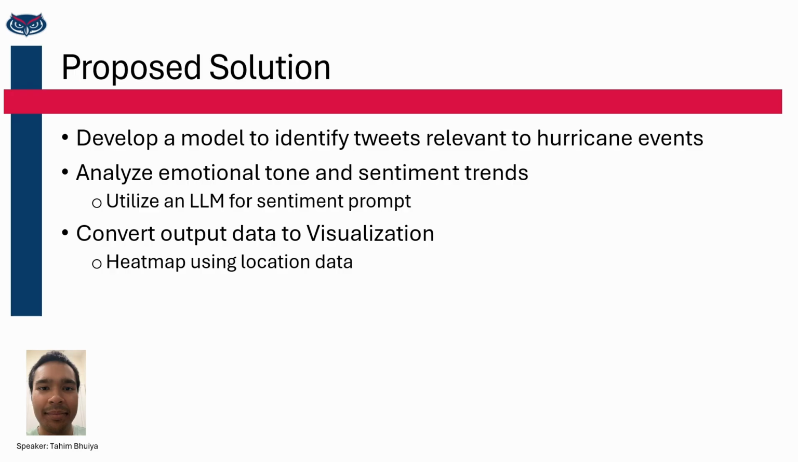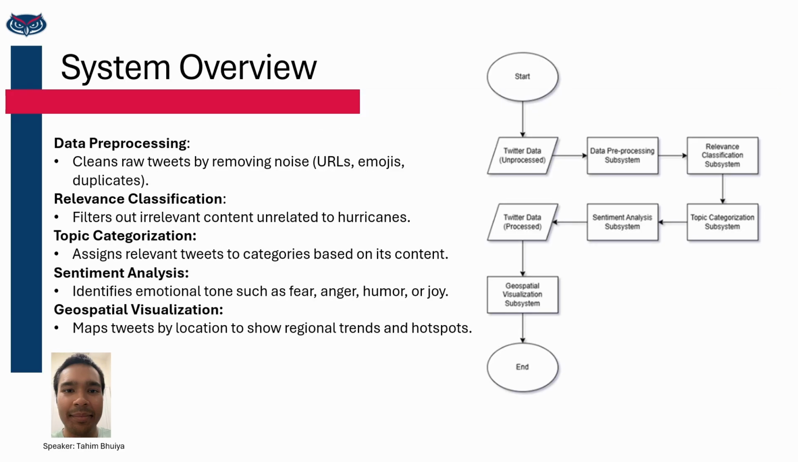Our proposed framework aims to accomplish this by building a model that identifies tweets relevant to hurricane events and analyzes their emotional tone using a large language model for sentiment prompts. The processed data is then converted into visualizations, including heat maps that use tweet location data to show how sentiment changes across affected areas.